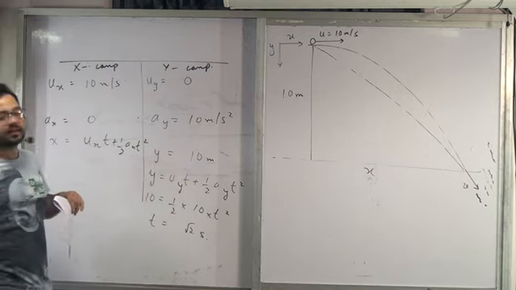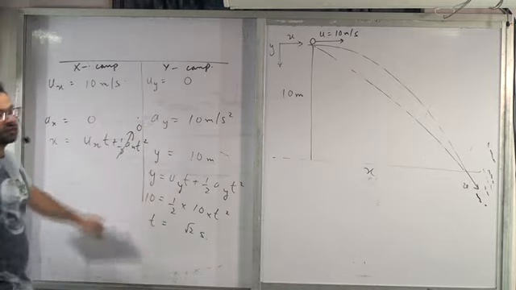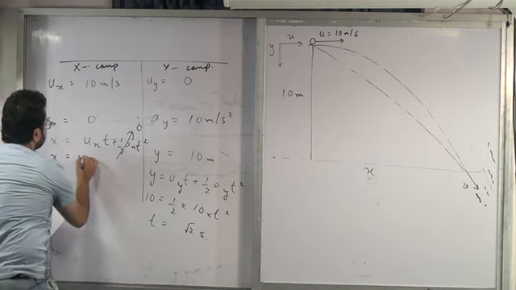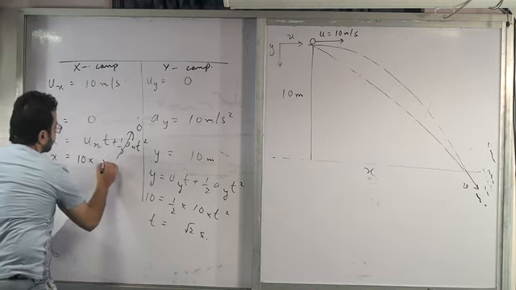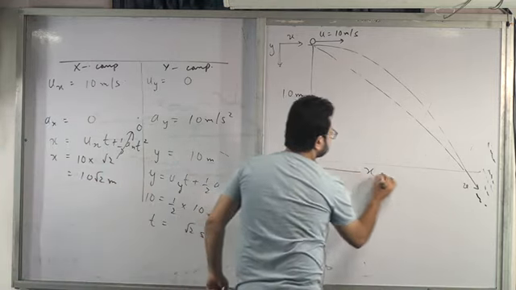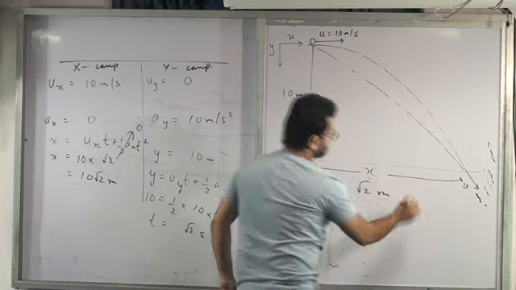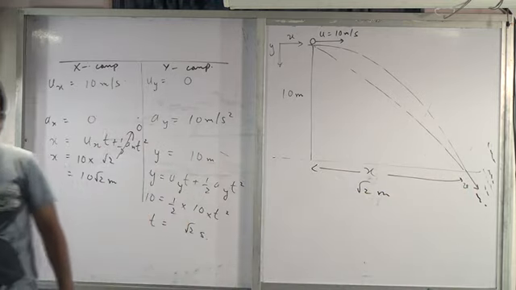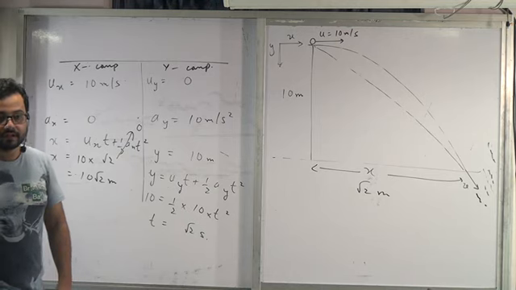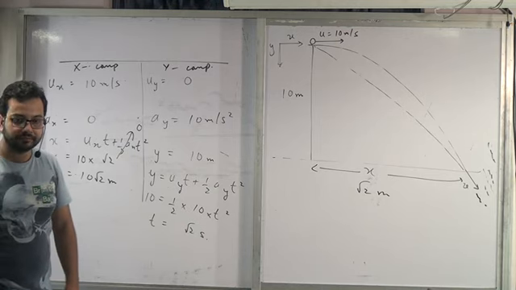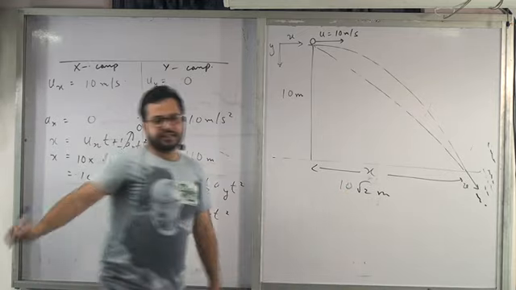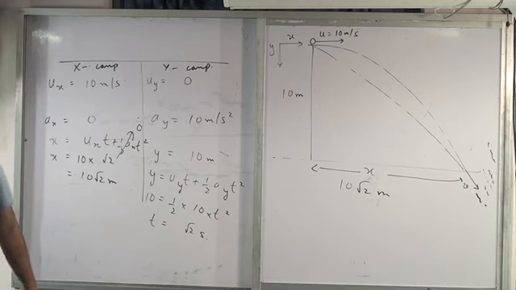But what is the acceleration in the x direction? Nothing. So can I write x is equal to ux into t? How much is ux? ux is 10. And then what is t? t is root 2. So x is equal to 10 root 2 meter. Is that clear? Any problem? Now what is my next objective? My next objective is to find vx and vy.